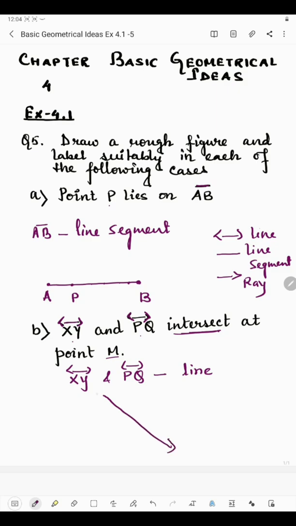Okay. So here suppose this is line XY and suppose this is line PQ. So this XY and PQ meet at point M. So this M is called the point of intersection. Okay, that means the line XY and PQ intersect at point M. Okay, now coming to C part.